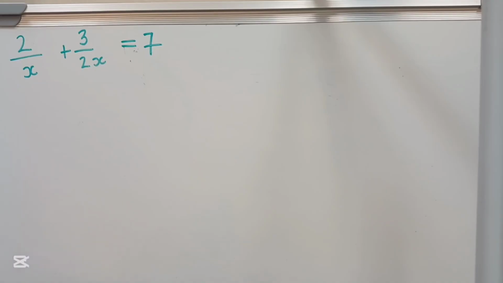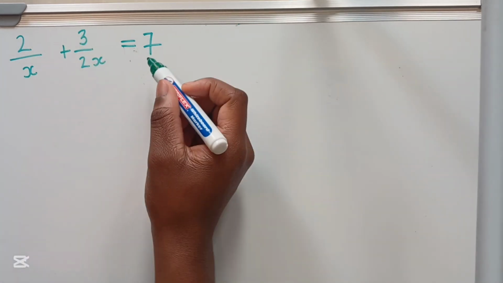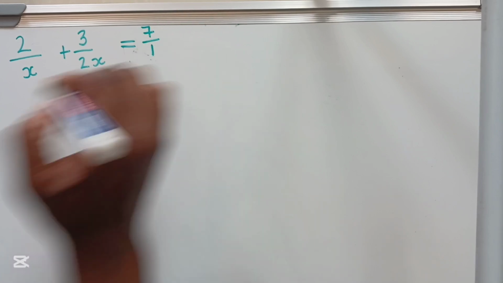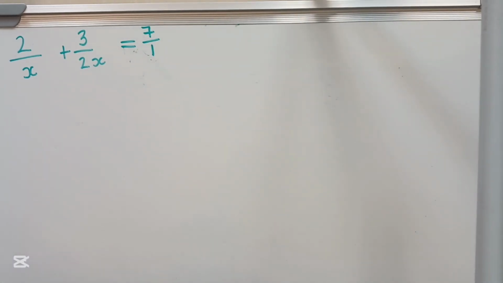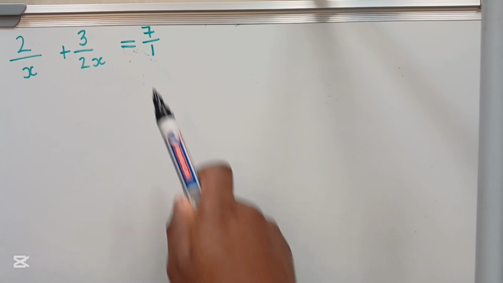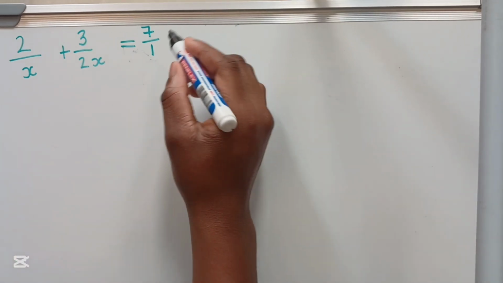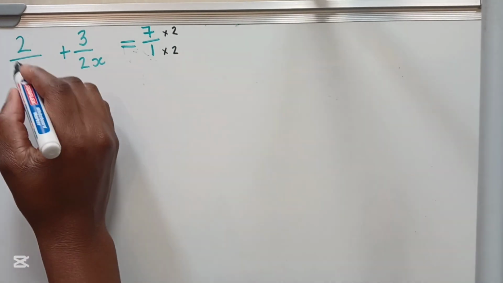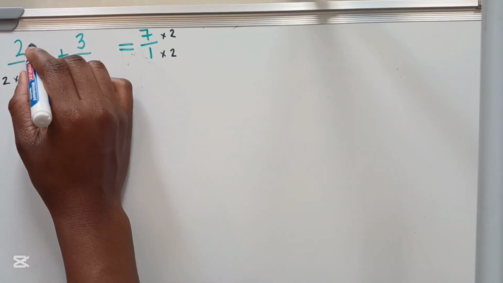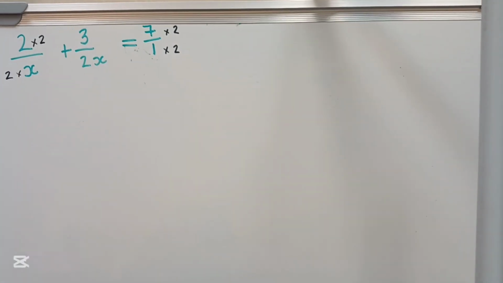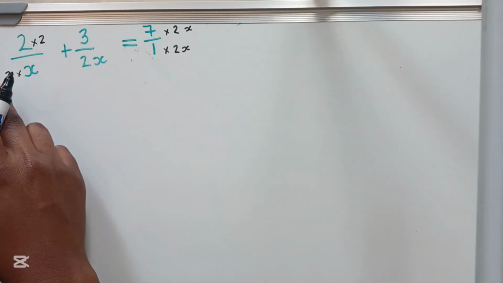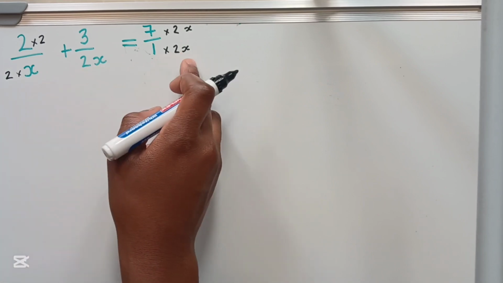In this last example, we need to make sure that everything is in fraction form. So I'm going to change this whole number 7 into a fraction by saying 7 over 1. Next, let's make the denominators the same. So the LCM of 1 and 2 is 2. So I'm going to multiply this by 2, multiply this by 2. This x multiplied by 2. But I need to multiply this 2 with x as well, so that everything can have x, 2x, 2x, 2x.